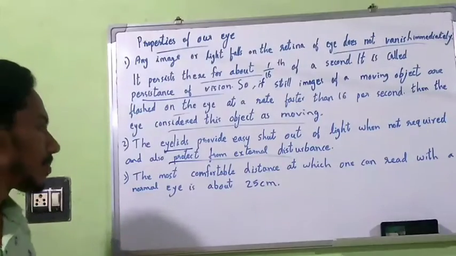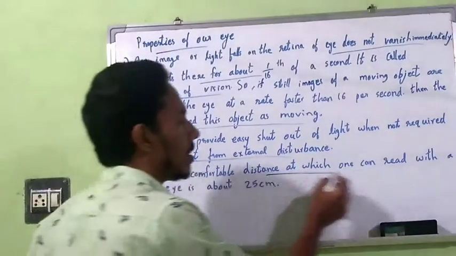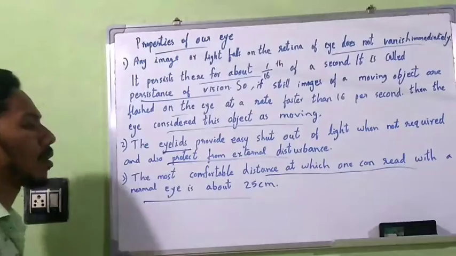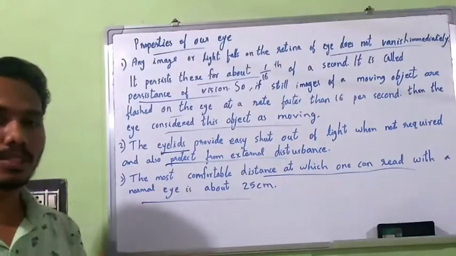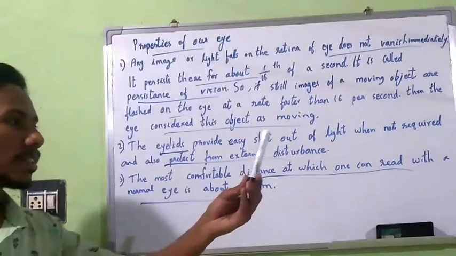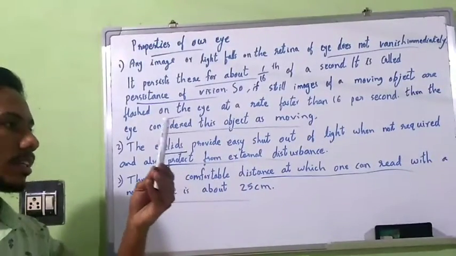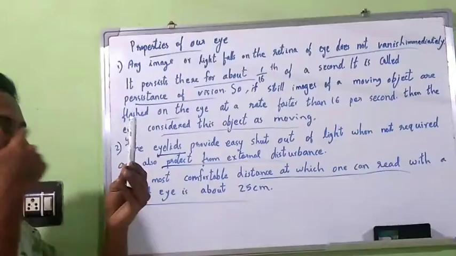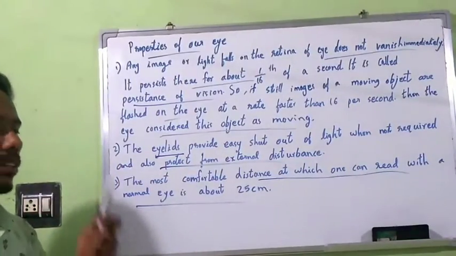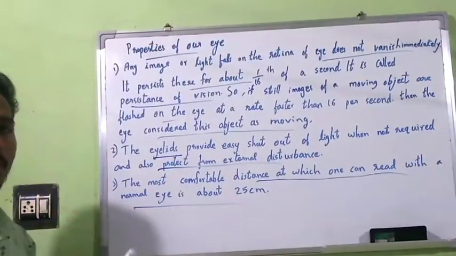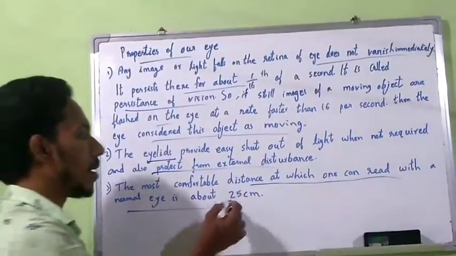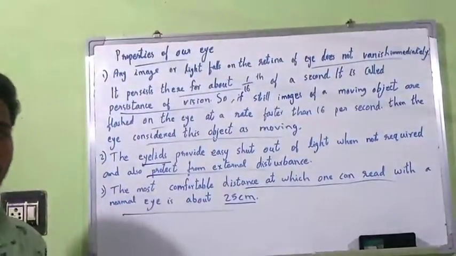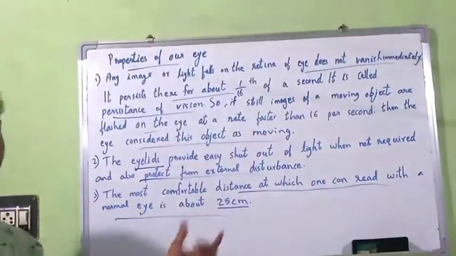Then, the most comfortable distance at which one can read with a normal eye is 25 centimeter. It is the distance of closest approach. I can see this object clearly at a distance of 25 centimeter, but we cannot see clearly at this closer position. It is a comfortable distance, about 25 centimeter for our eye. These are the properties of our eye.